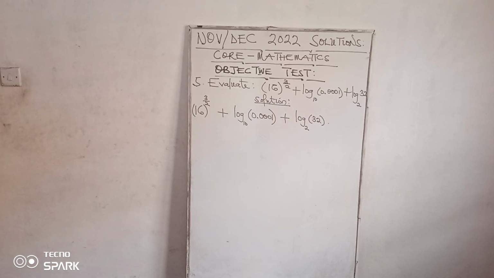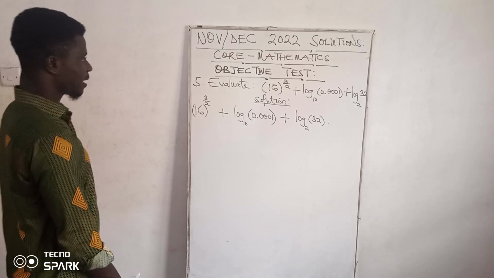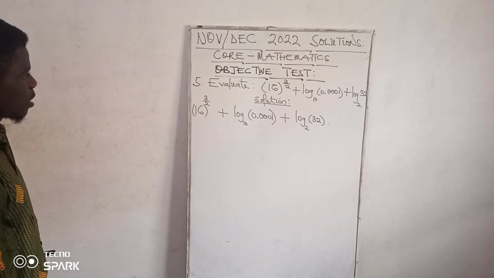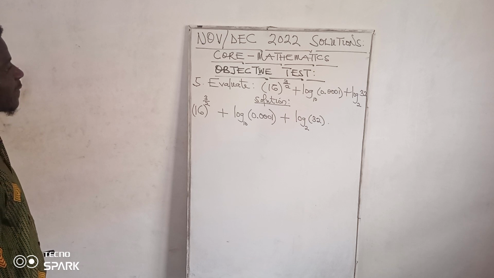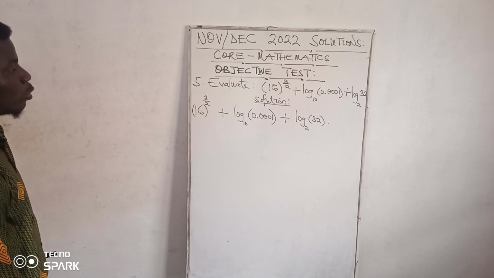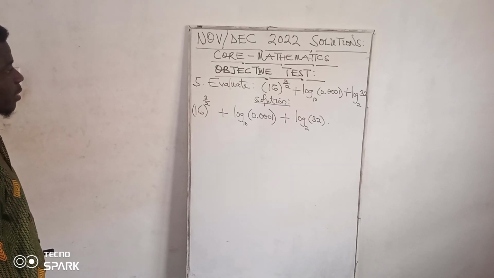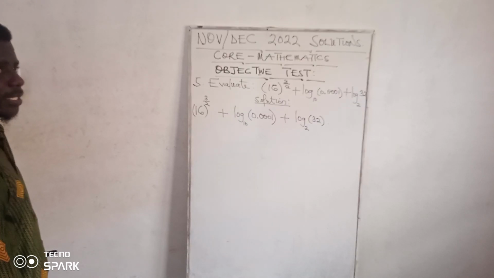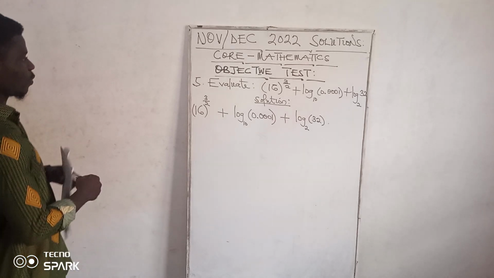All right, so now see this question. Question 5. Evaluate 16 exponent 3 on 2 plus log of 0.0001 base 10 plus log of 32 base 2. That's logarithm, a Form 2 topic. Evaluate 16 exponent 3 on 2 plus log base 10 of 0.0001 plus log base 2 of 32. So how best can we solve this question here?